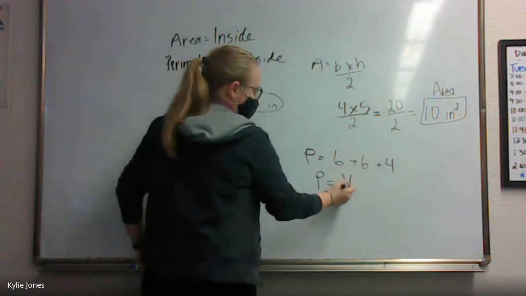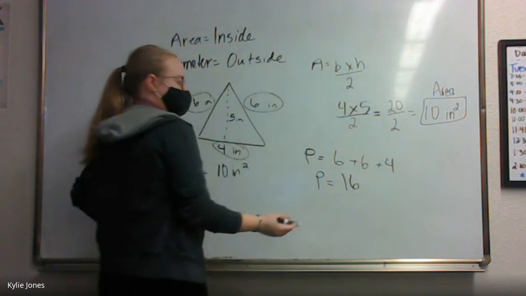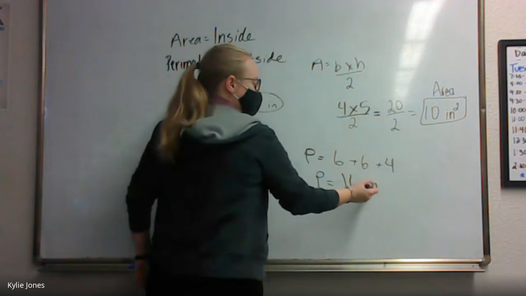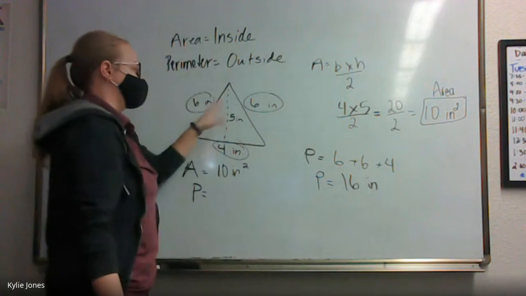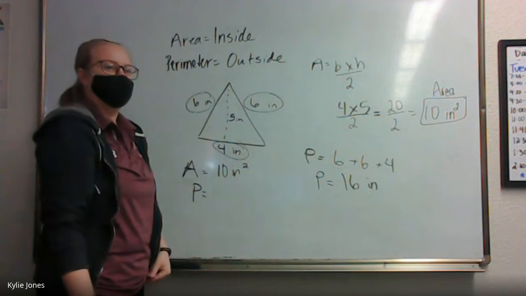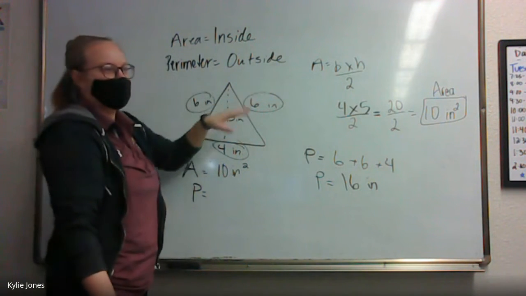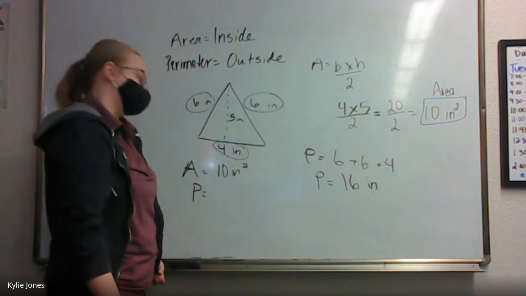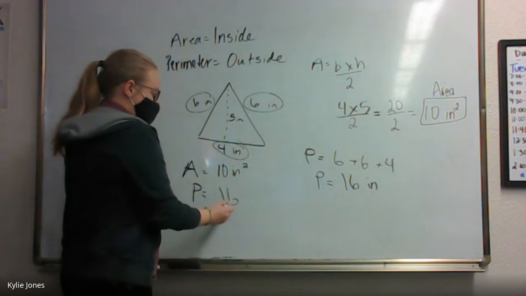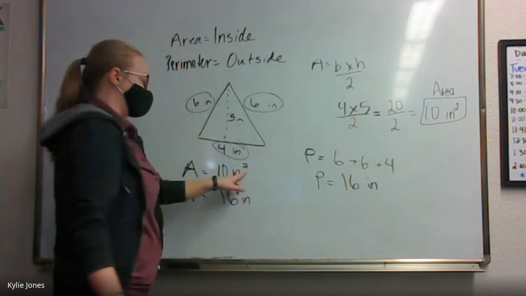16 what? What's my unit? Wait, don't you have the 5 in it though? No, because the 5 is on the inside. You don't need to worry about the 5 anymore. The only reason that the 5 is there is for the area. Perimeter is only inches. You don't need to square it.